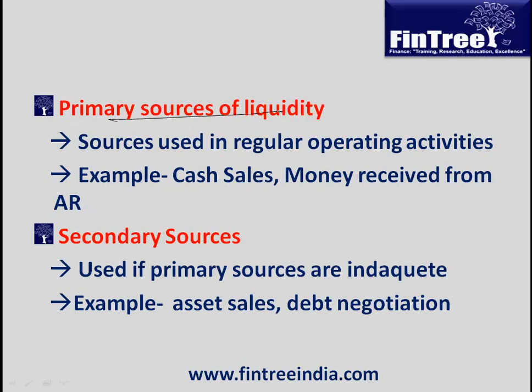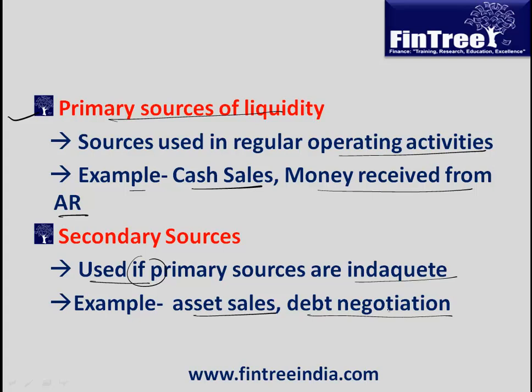So primary sources of liquidity are sources used in regular operating activities. Examples are cash sales and money received from accounts receivable. As against this, secondary sources would be used if primary sources are inadequate. An example would be asset sales or debt negotiations.